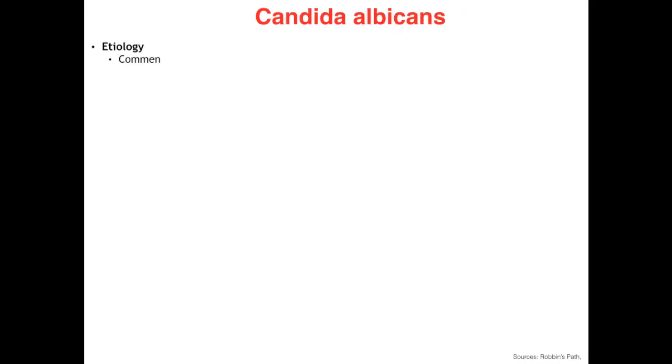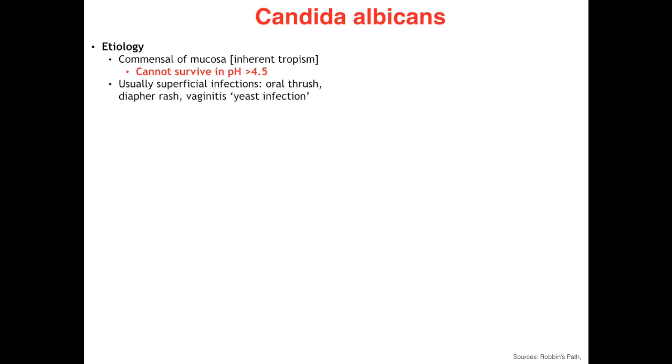And next up, we have Candida albicans. Now, she is a commensal flora of our mucosa, so she has an inherent tropism there. And she cannot survive in a pH greater than 4.5, and she cannot alter the pH of her environment. Now, she typically causes superficial infections. However, she is in my opportunistic fungi video, which I will have linked at the end. Today, we're only going to talk about her superficial infections. Those include oral thrush, diaper rash, and vaginitis.